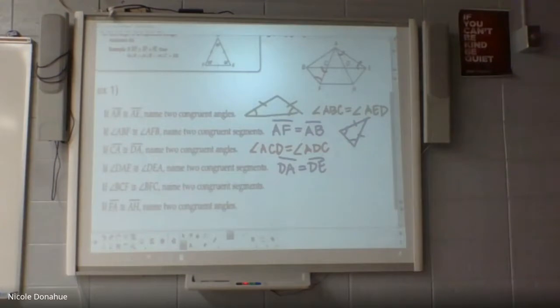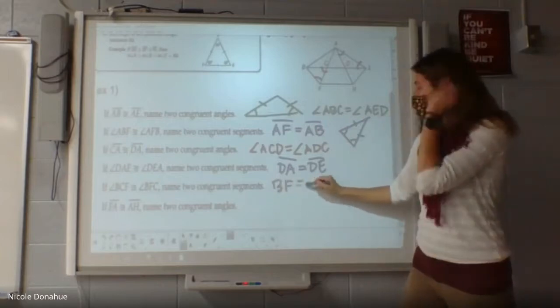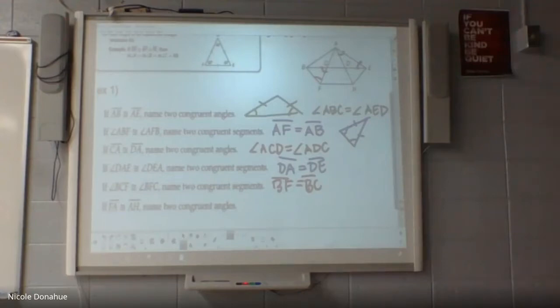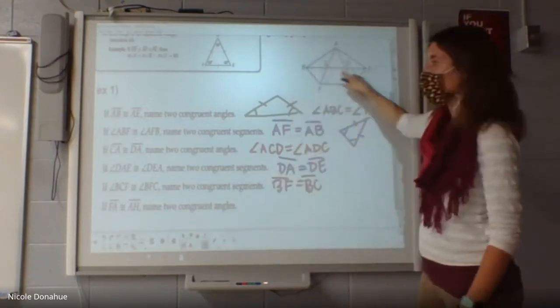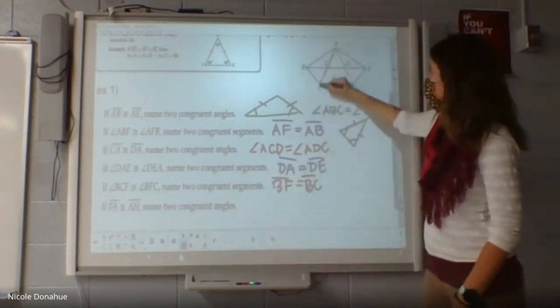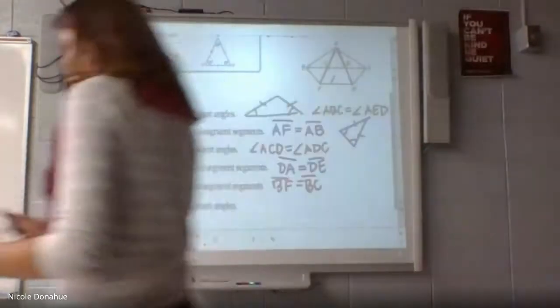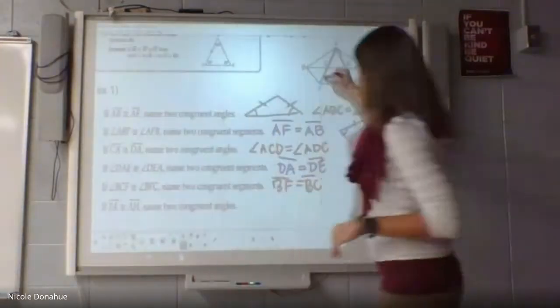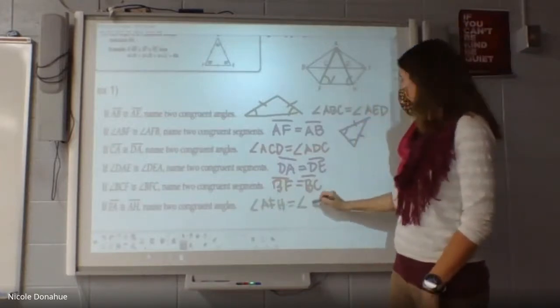Kansas, which one would this one be? Did you get this one? Yeah. BF and BC, very good. And then finally, FA and AH. Kind of the big center triangle there. And then it's just going to be these two base angles down here. So AFH, it's hard to say those out loud, AHF.